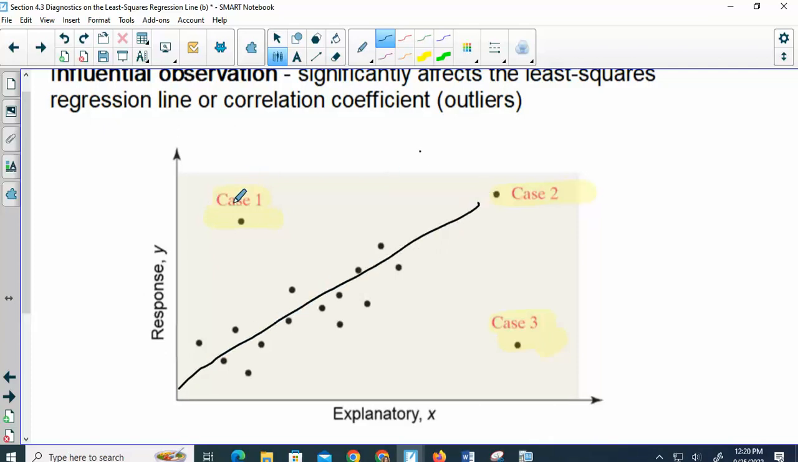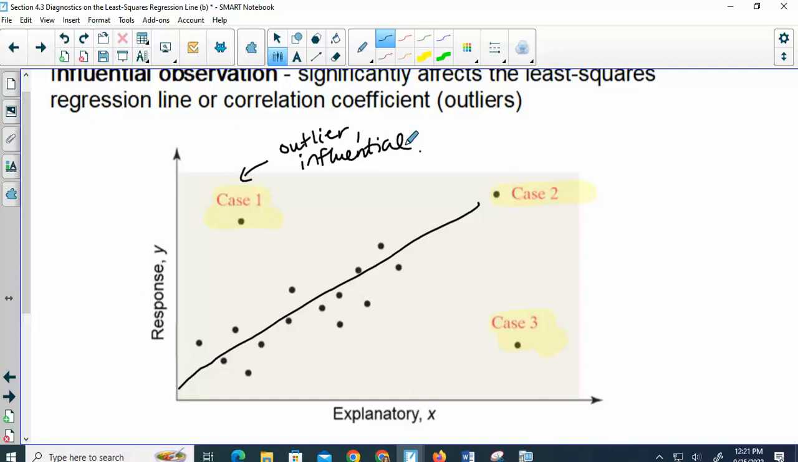So would case 1, which is clearly an outlier, be influential? Would it change the regression line much if I put it in there? Yes, probably would. Now, it's hard to know for sure. What we could do is look at the regression line with and without it and verify that way. But it looks like it's fairly high above the others, so it would probably shift our line up some, so it might make a difference.